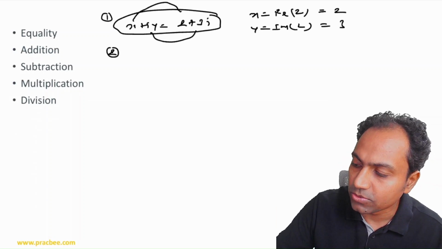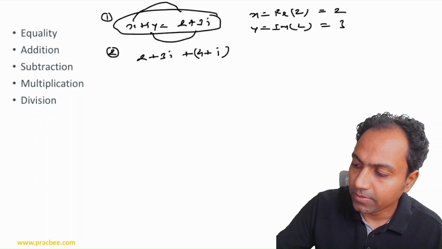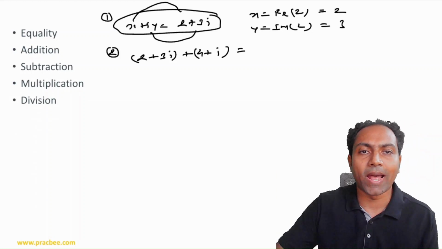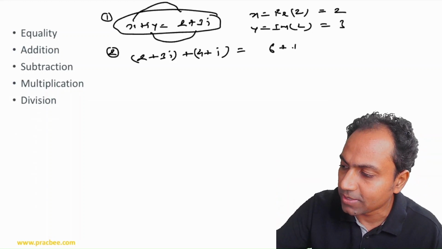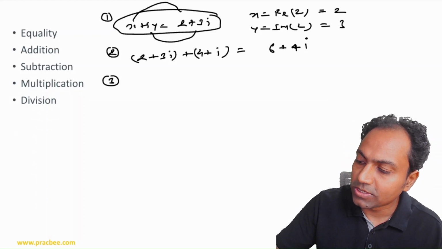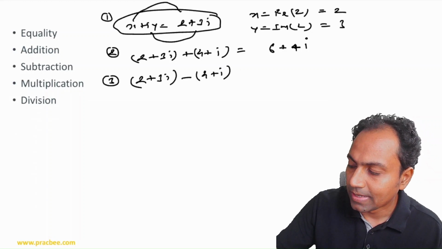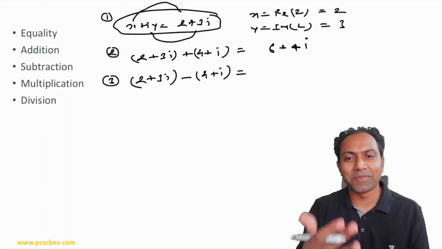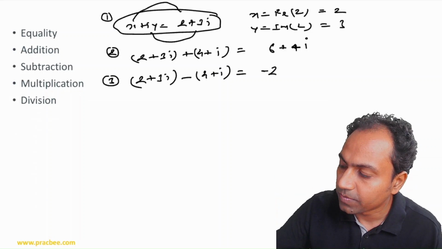The next is addition. So if you add 2 + 3i with 4 + i, the technique is very simple. You add the real part to real part and the imaginary part to imaginary part. So the answer will become 6 + 4i. The third concept talks about nothing but subtraction. So if I take 2 + 3i and subtract 4 + i, again the same idea, you subtract the real part from real part and imaginary part from imaginary part. So the answer becomes nothing but -2 + 2i.